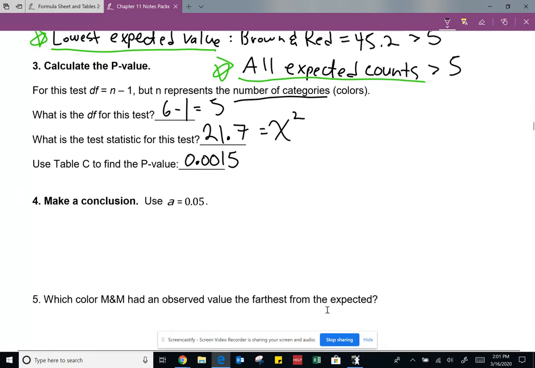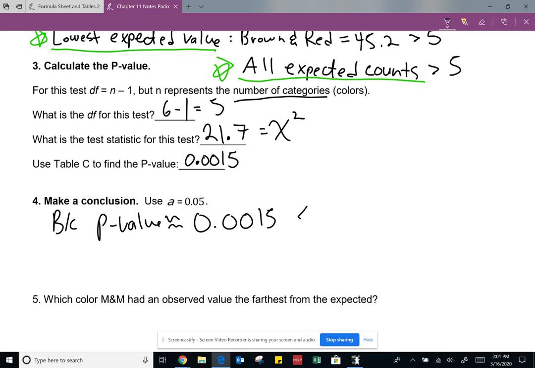So make a conclusion using alpha equal to 0.05. Well, let's use the same format that we always do. So you'd say, because the p-value is approximately 0.0015, which is much less than this alpha significance level of 0.05, because of this link to the p-value, we're able to then reject our null.